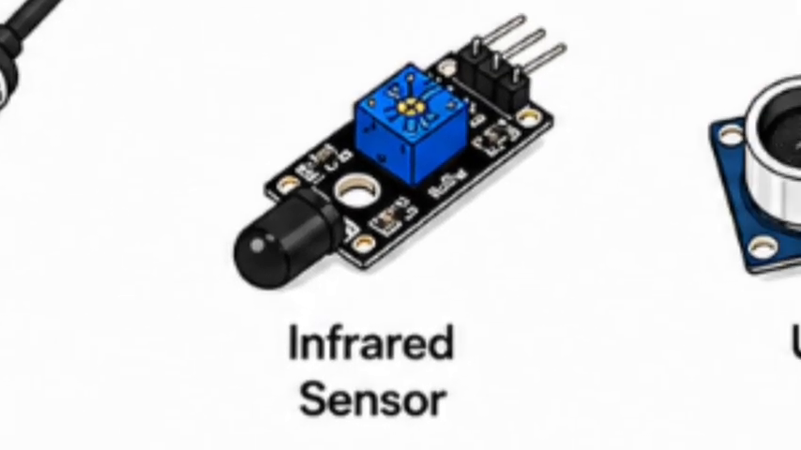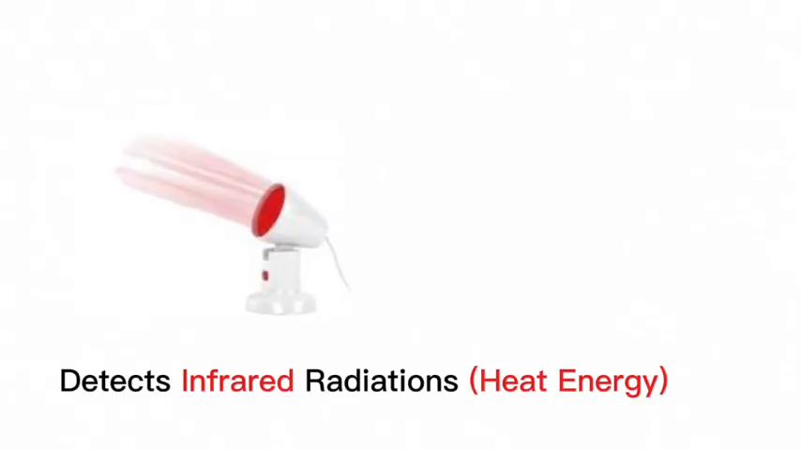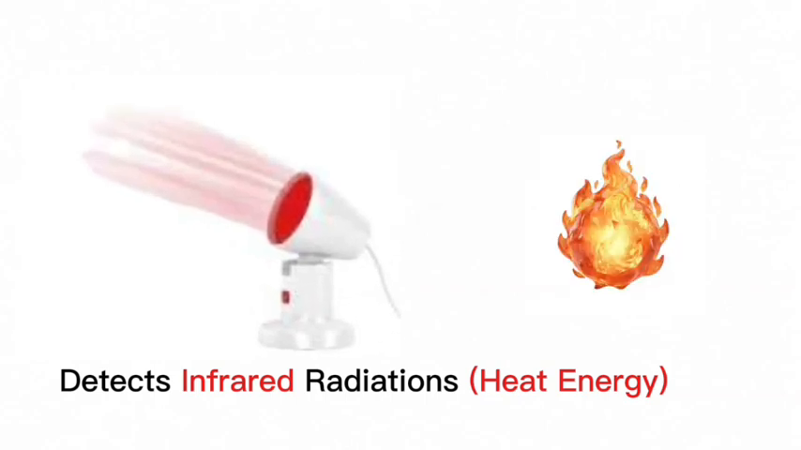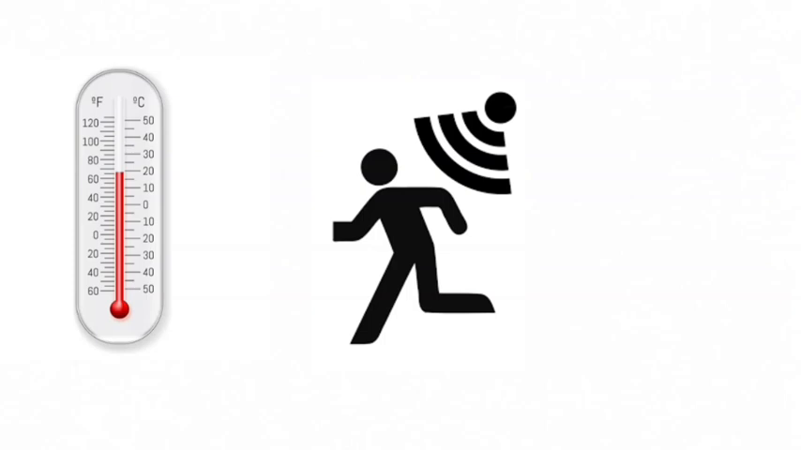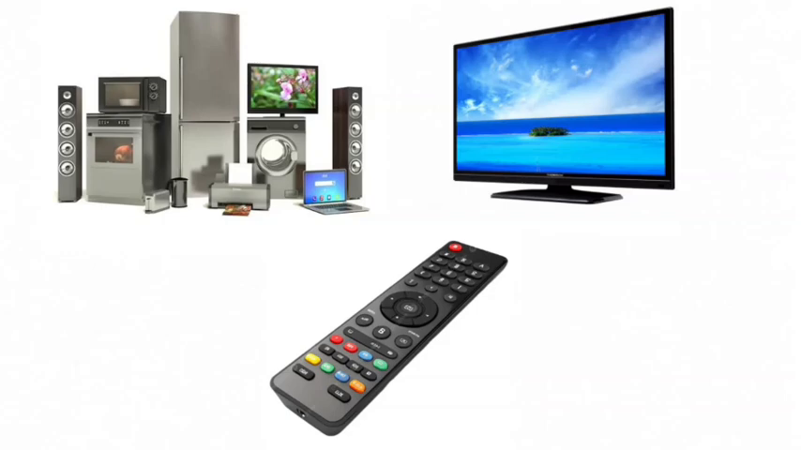Infrared sensor. Infrared sensors detect infrared radiation, a type of energy emitted as heat by all objects. These sensors can measure temperature, detect movement, or transmit signals between devices. A common example is the remote control used for televisions and other electronics.